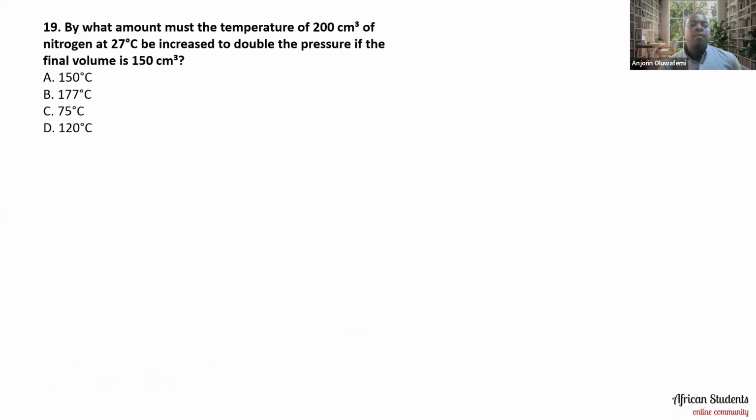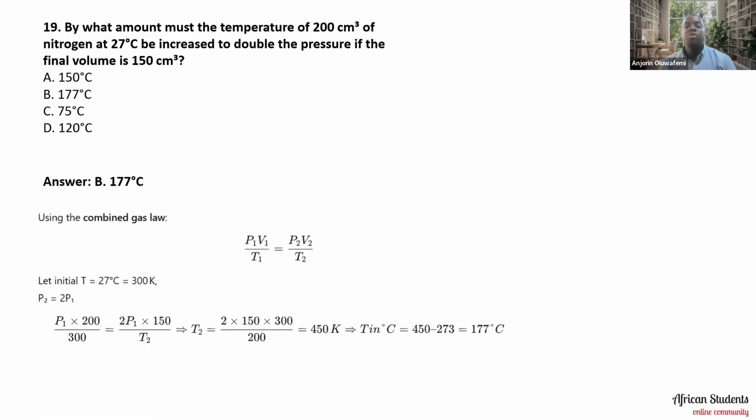By what amount must the temperature of 200 cm cube of nitrogen at 27 degrees Celsius be increased to double the pressure if the final volume is 150 cm cube? So we have to do a little calculation here. Let me review the answer, then I will explain it. The answer is 177 degrees Celsius. The explanation basically is we use the combined gas law, which is P1V1 over T1 equals P2V2 over T2. We let the initial temperature of 27 degrees Celsius be equal to 300 Kelvin. How did we get that? 27 degrees Celsius plus 273 will give us 300 Kelvin.